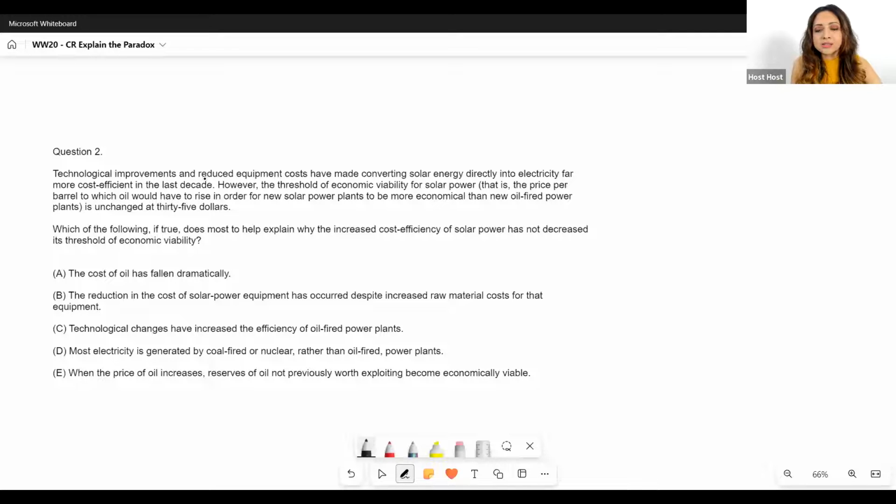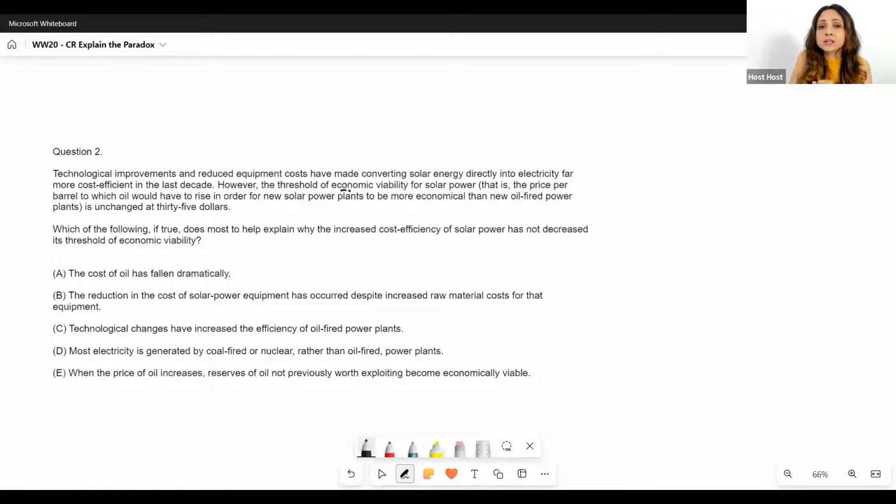So we know that sun's energy is, of course, freely available to us, right? But the tech that is required to convert it into electricity is expensive, right? But they are telling us that there have been improvements and equipment costs have reduced. So that is why converting solar energy into electricity has become far more cost efficient in the last decade. Great. However, the threshold of economic viability for solar power.